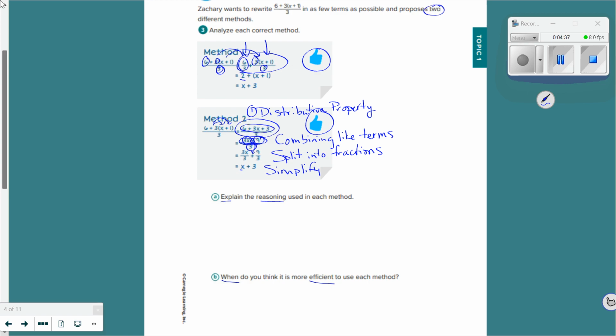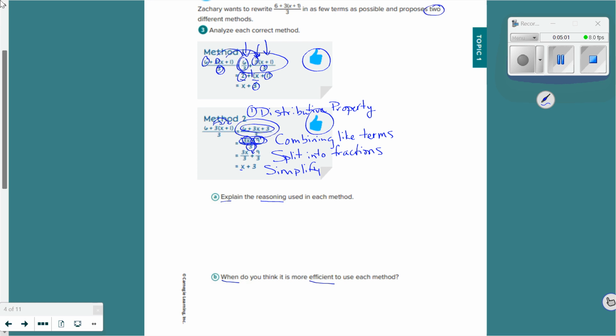So I changed my term on the outside of the distributive property to a 1. Well, 1 times anything is just that number, right? Now that 1 times x plus 1 just gave him x plus 1. Then he combined his like terms of 2 and 1 and said, oh, that's 3, and I just have the 1x left. You see the difference in what he did?